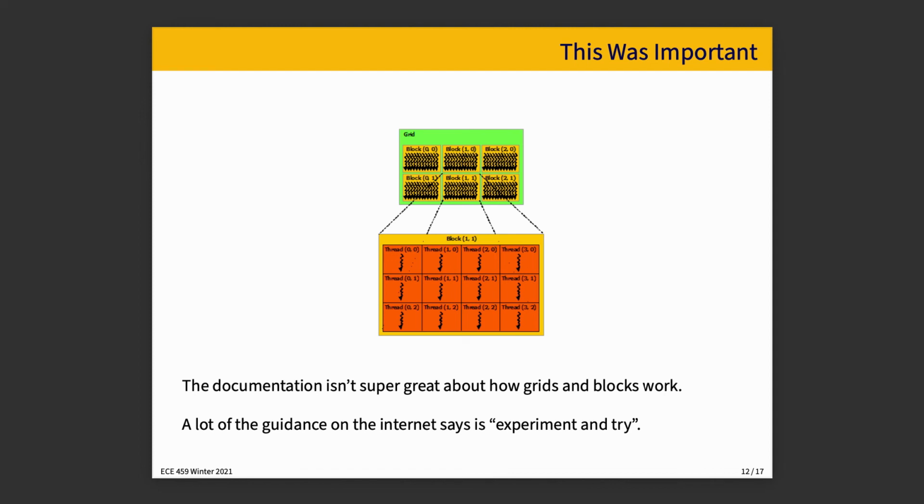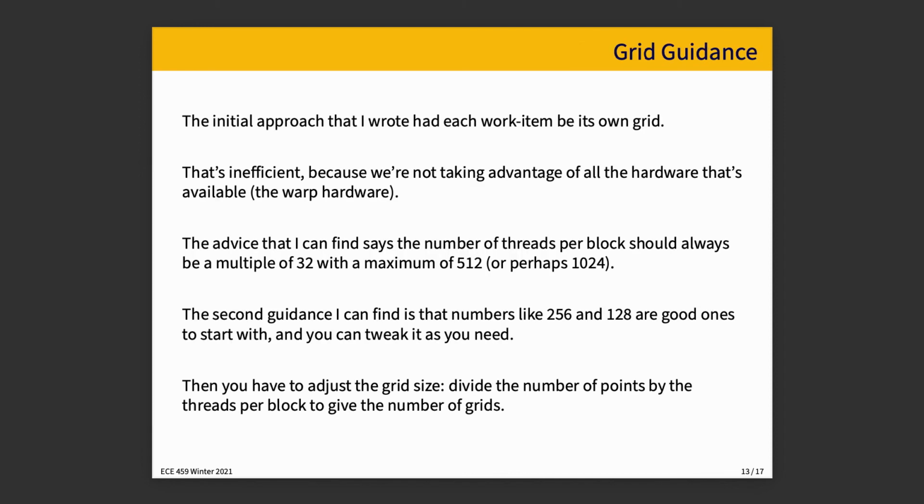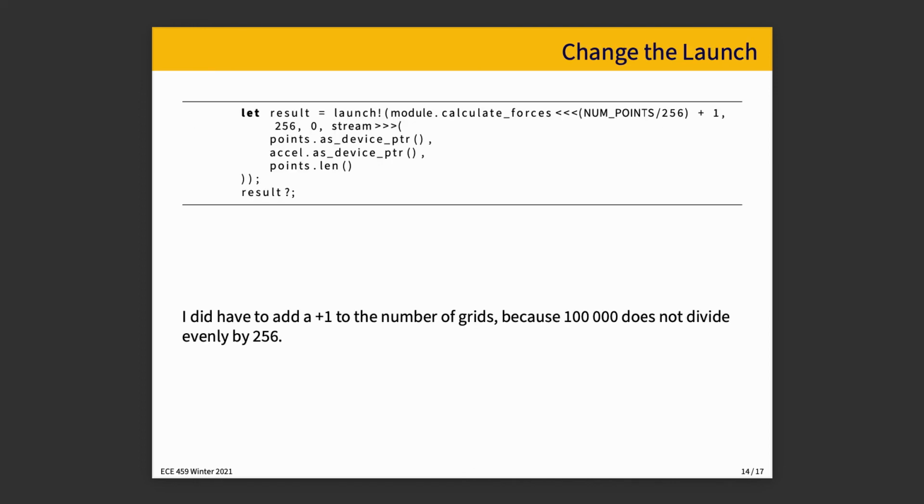and go from there. It's more helpful than it would have been, but it's otherwise still a lot of guessing when it could be explained a little bit better. All right, so here's what I did. I took 256, and then you have to adjust the grid size, right? So I have to divide the number of points by the threads per block to give the correct number of grids.